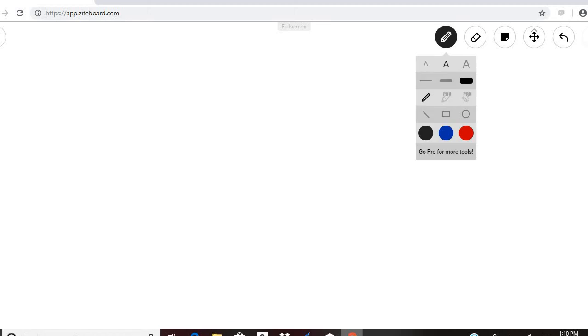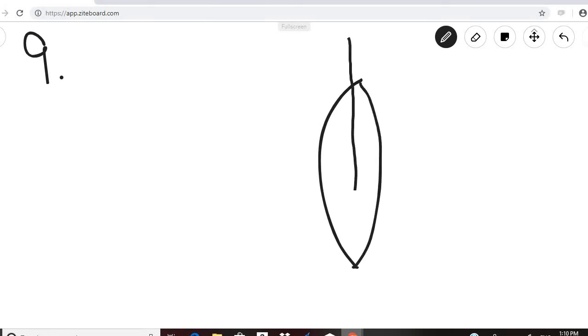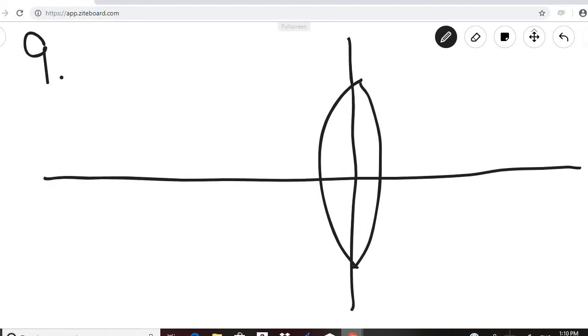The next one, number 9, is also a converging lens. So we have our converging lens, more in the middle. Okay, so there's our converging lens. Draw a line down through the middle and through our middle that way. And now number 9 says the focal points are 8 centimeters away.